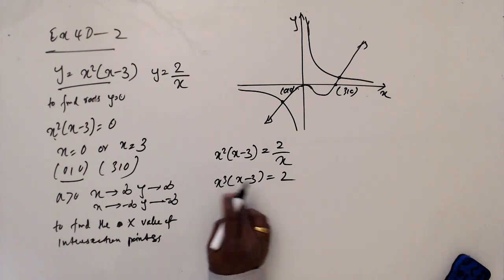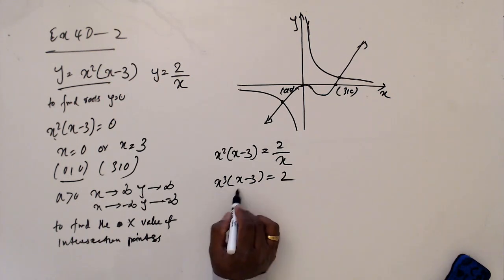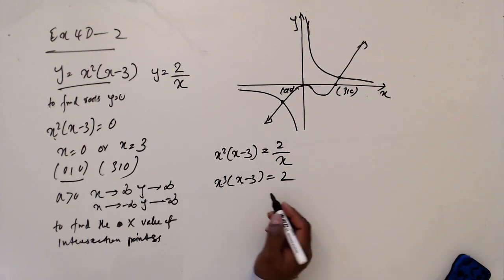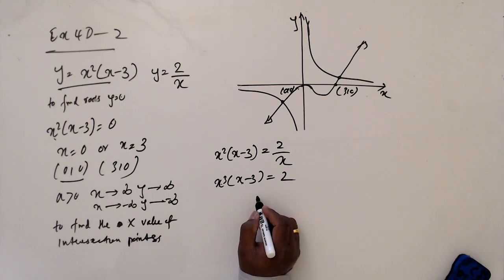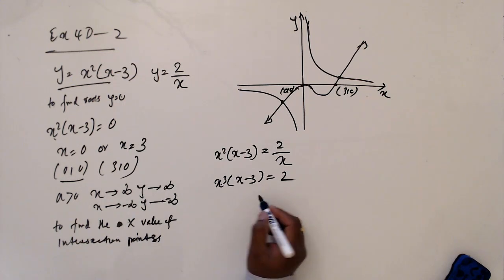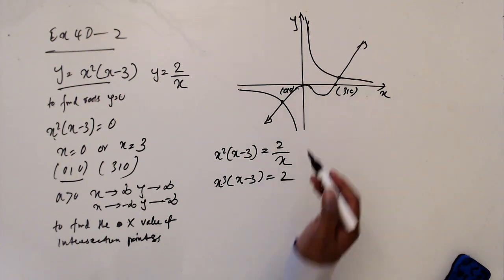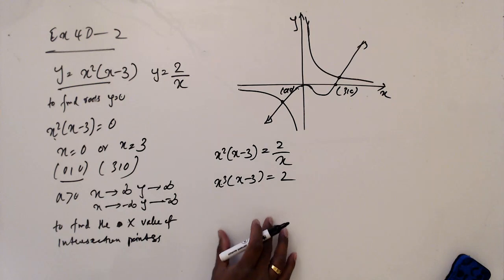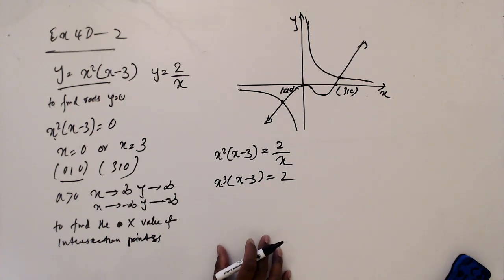Now this is a quartic equation. When you expand this, you can see x to the power 4. Then we are expecting four solutions. But we have only two intersection points. Hence, for this equation, we have only two real solutions.